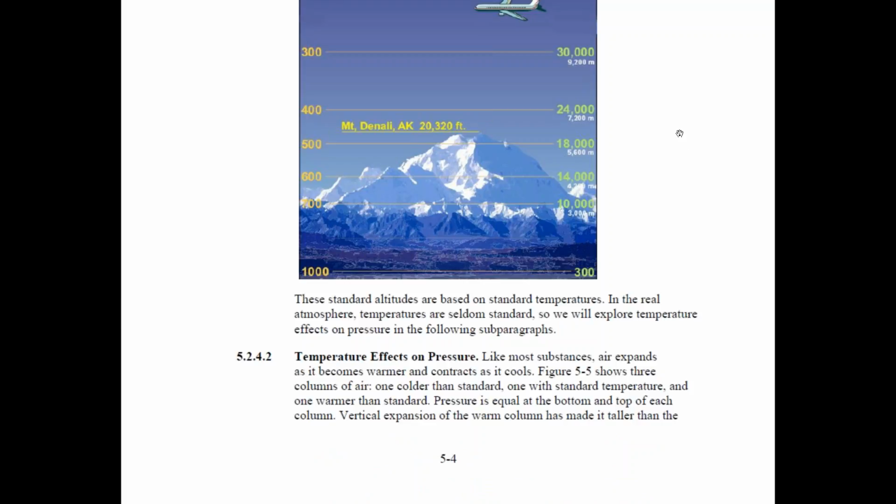These standard altitudes are based on standard temperatures. So this is just going back and talking about the ISA stuff. Standard altitudes are based on standard temperatures. In the real atmosphere, temperatures are seldom standard. So we will explore temperature effects on pressure in the following subparagraphs. So temperature effects on pressure. Like most substances, air expands as it becomes warmer, and it contracts as it cools.